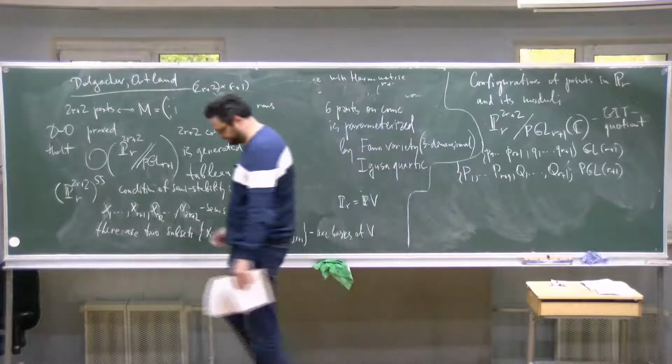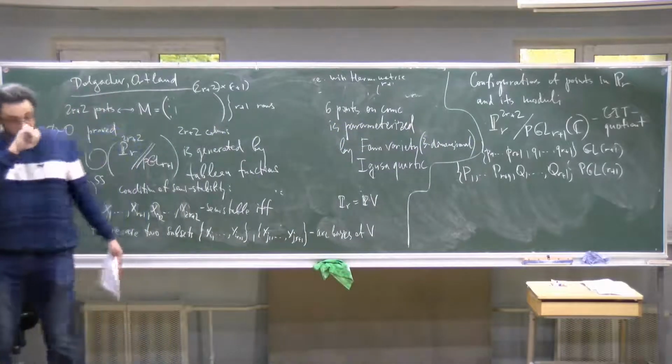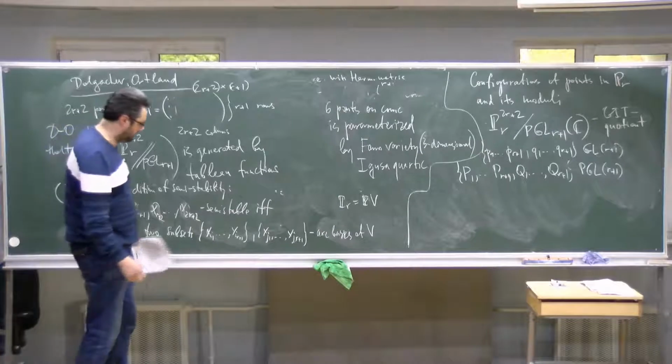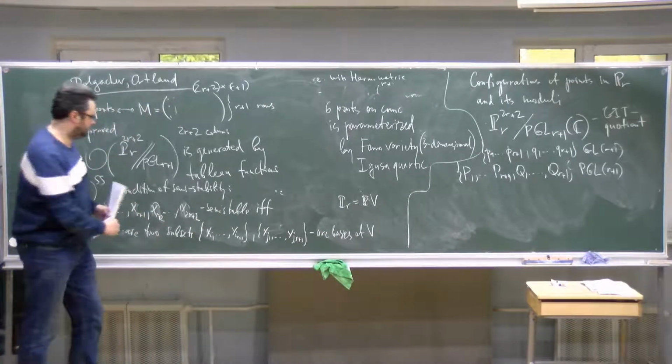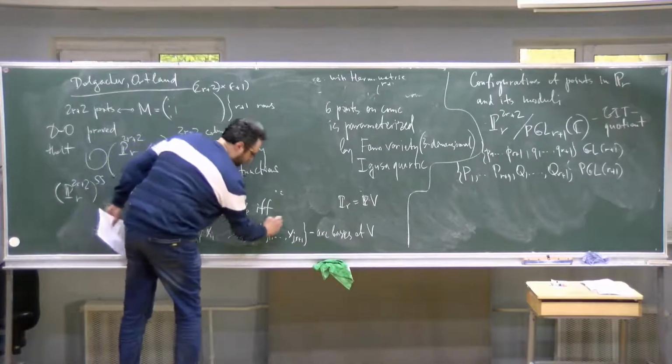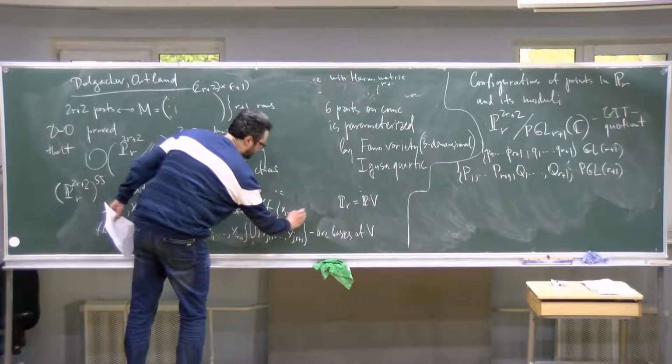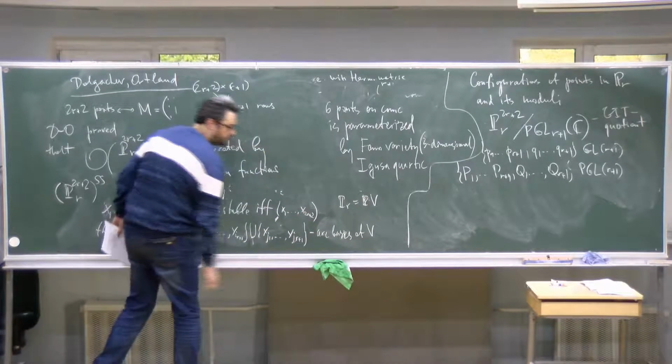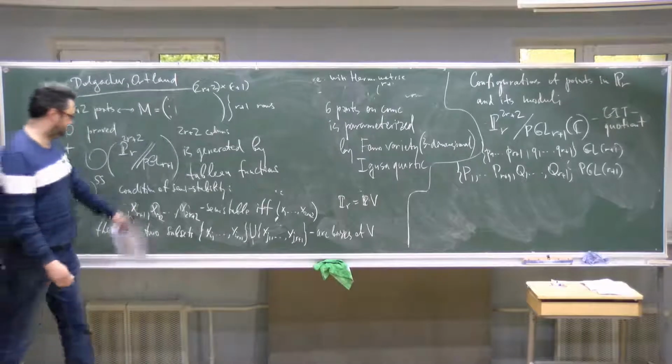So you do assume that these two r plus 1 tuples of points are disjoint? Sorry, disjoint. Okay, that is of course x_1 ... x_(2r+2). Yes, yes, yes. It's true.